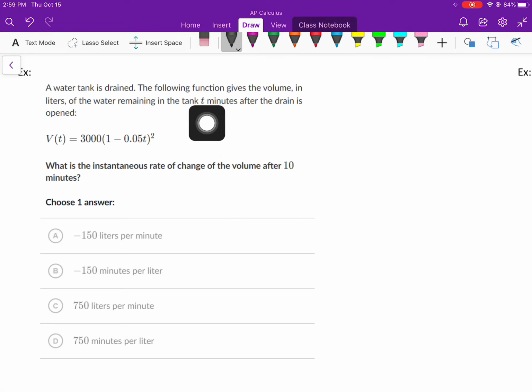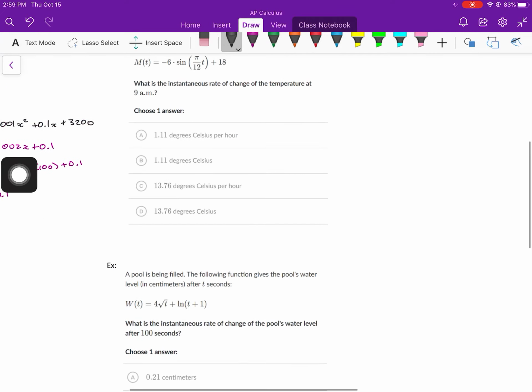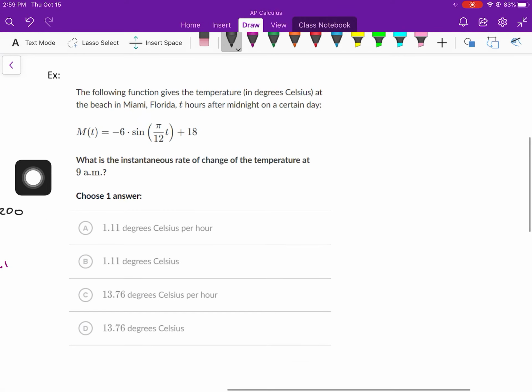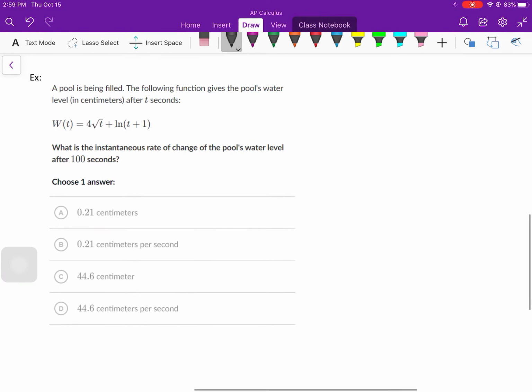And you've got to pay attention. Sometimes in a problem like this, they're saying, what's the temperature at 9 a.m.? They may say hours after 2 a.m. So 9 a.m. would be 7 if it was hours after 2 a.m., but that's hours after midnight, so it would just be 9. But be careful with that. Make sure you pick the right value of t. So you do want to be careful with it.